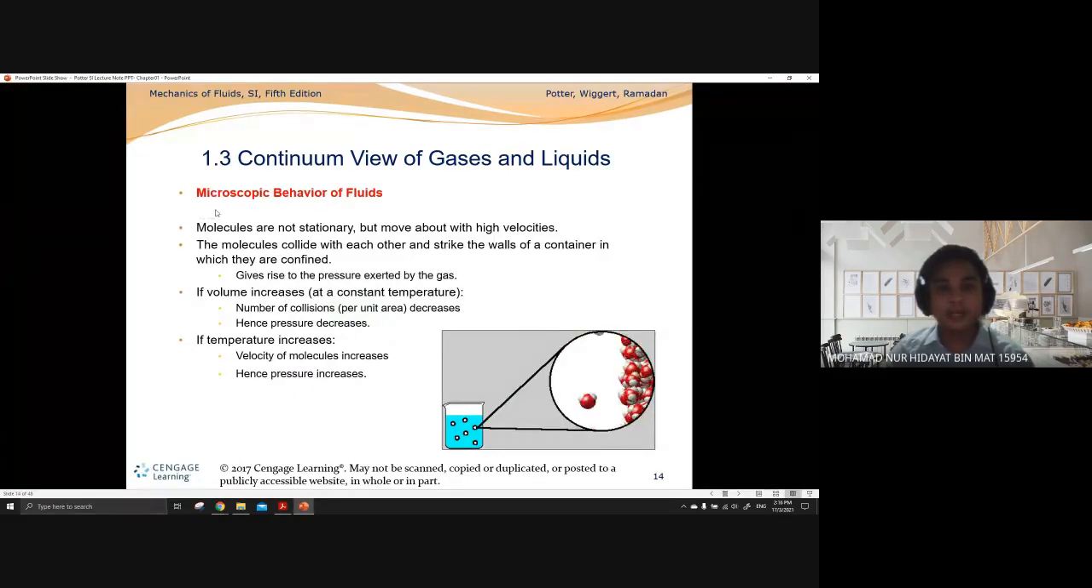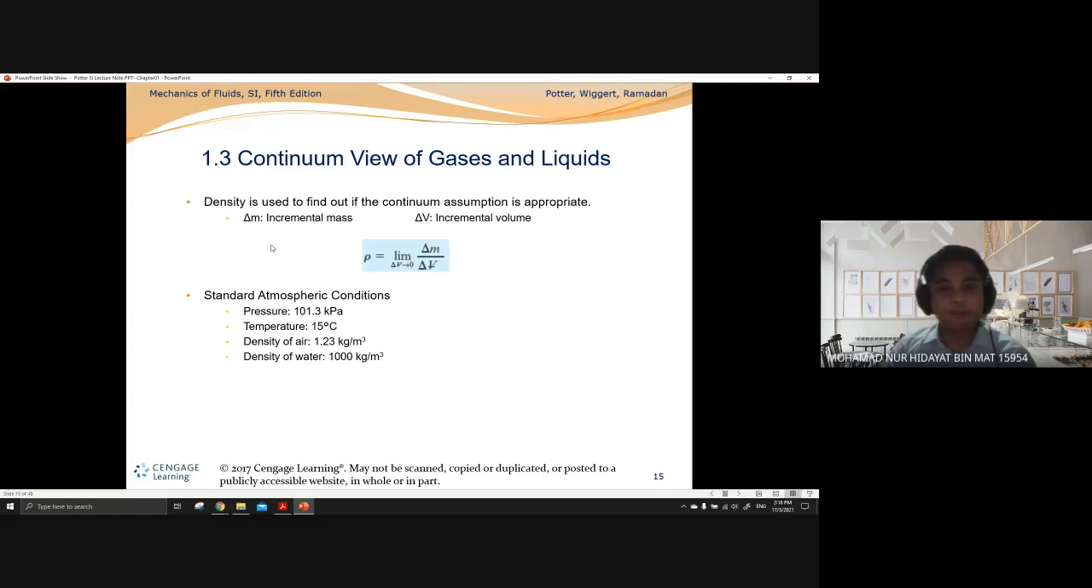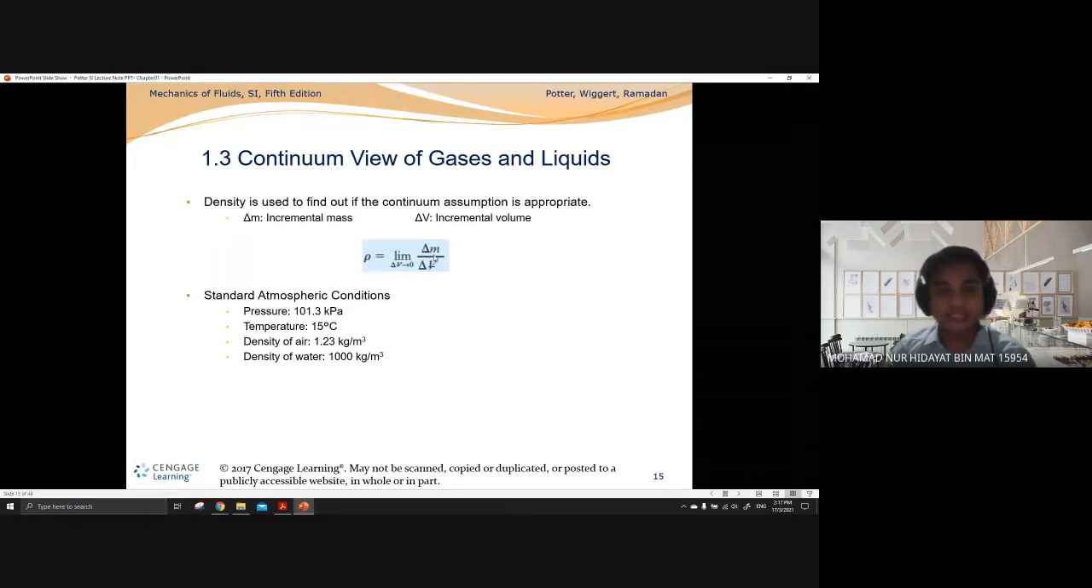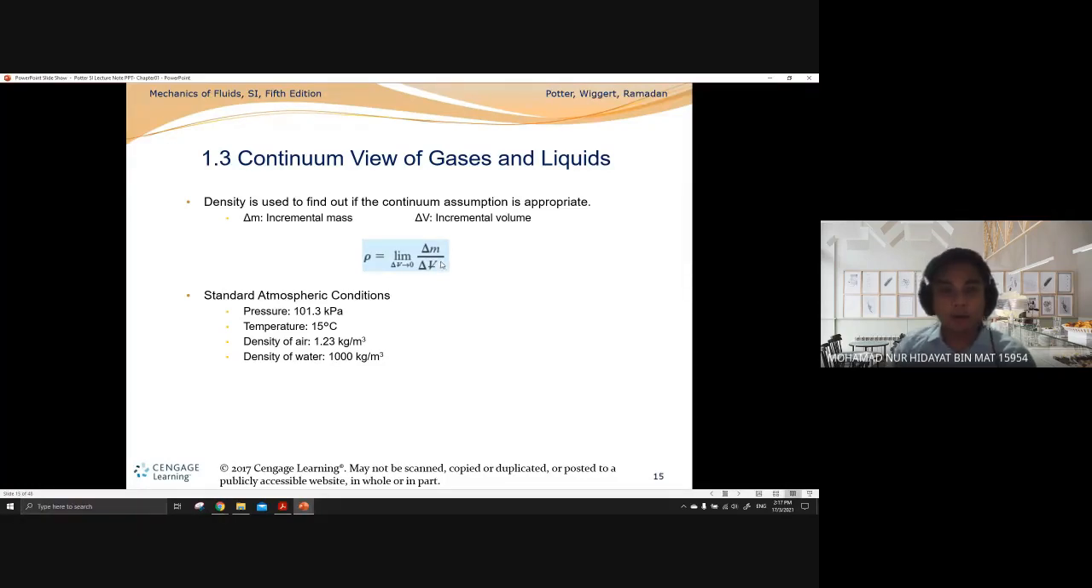And then we learn about the microscopic behavior of fluid. As you can see in the picture, even though you look at the water molecules, for example, as stationary water, inside it is actually very active. The molecules collide, vibrate, and move relative to each other within the container. And this is the definition of density, which is mass over a volume. I hope that you understand the basics of engineering. This is just a basic of physics.